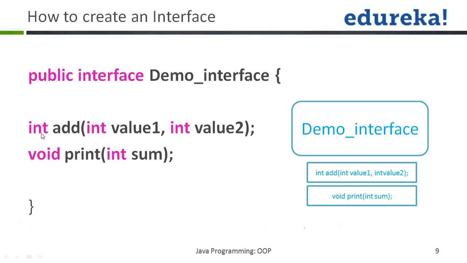Right? So I have got a method int add(int value1, int value2). This method will take 2 inputs and return an integer. But you do not have the definition in that. You do not know what this add function is actually doing. You have got a print function that takes an integer value. You do not know what this print function will actually do. So this will be a demo interface. You have got 2 methods within that. This is the code by which you can define an interface in Java.